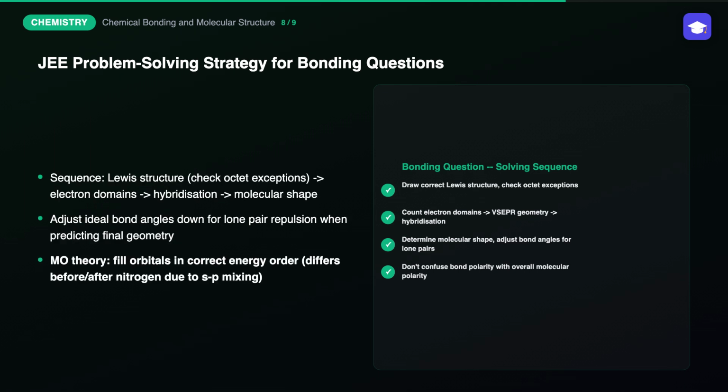Fourth, for any molecular orbital theory questions, carefully fill electrons into molecular orbitals following the correct standard energy level ordering for that particular row of the periodic table, remembering that this specific ordering genuinely differs slightly between elements before and after nitrogen due to s-p orbital mixing effects.